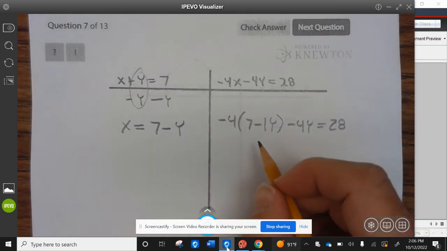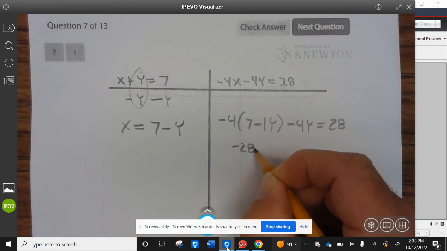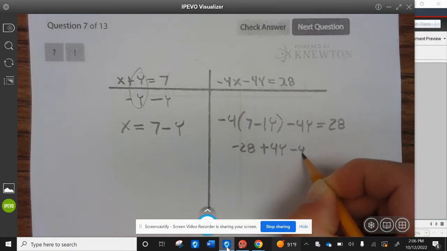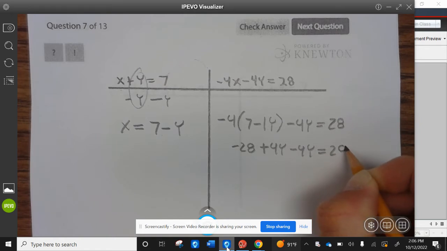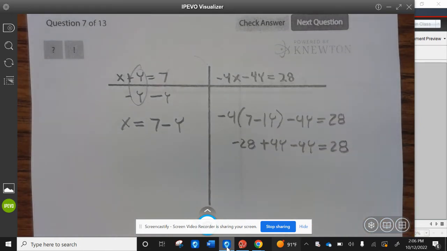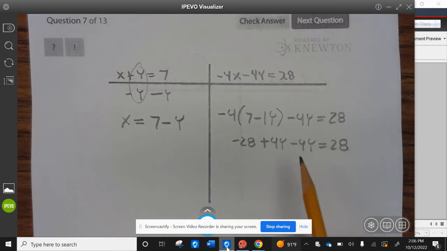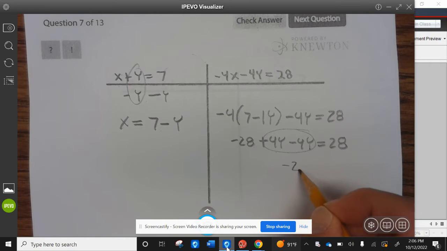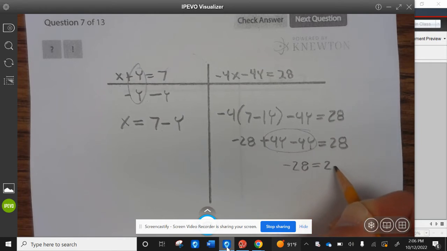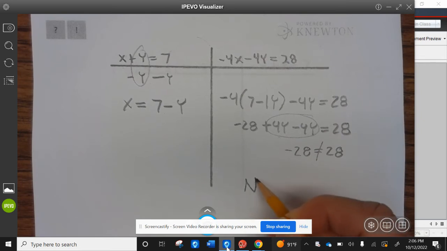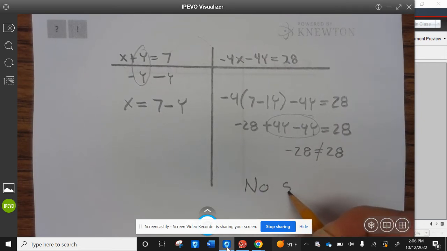So now negative 4 times 7 is negative 28. Negative 4 times negative y is a positive 4y minus 4y equals 28. Well, 4y minus 4y becomes 0, so you get negative 28 equals 28. That will never be true, so we can say that this is no solution.